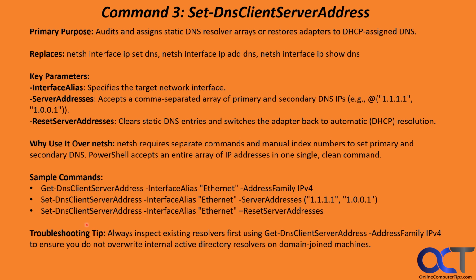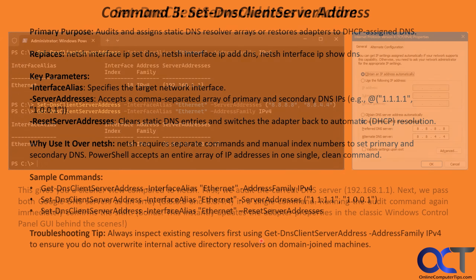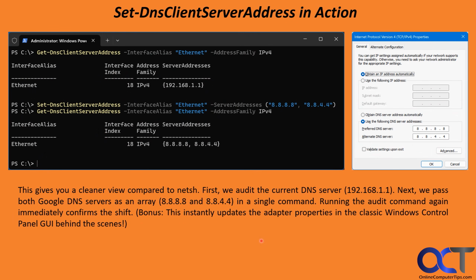All right, for a troubleshooting tip, you want to always inspect existing resolvers first using the Get-DnsClientServerAddress with the -AddressFamily IPv4 to ensure you do not overwrite internal Active Directory resolvers on a domain joined computer. This is assuming you're doing this at the office. You're not going to be on a domain if you're doing this at home, unless you have a domain set up in your lab. All right, so here is our sample command here.